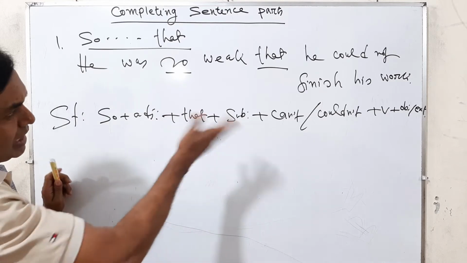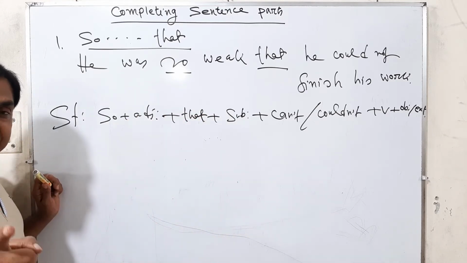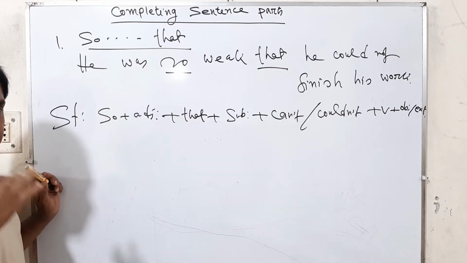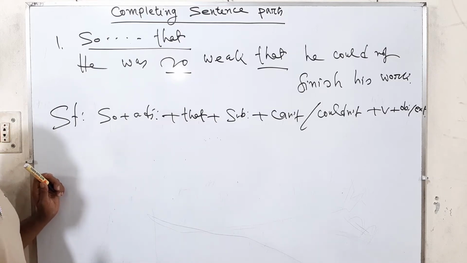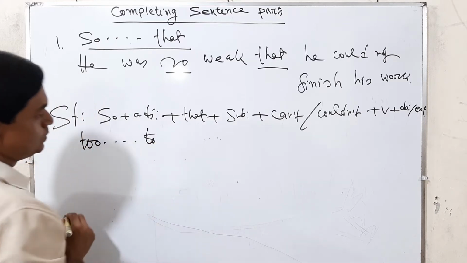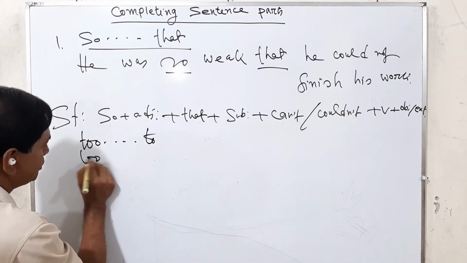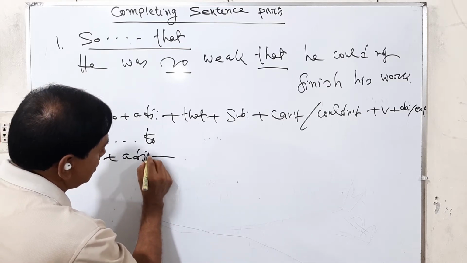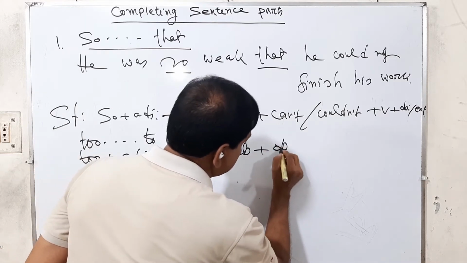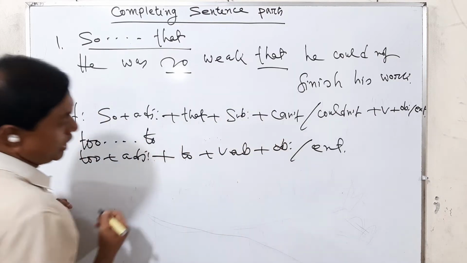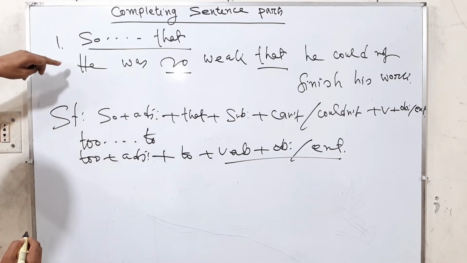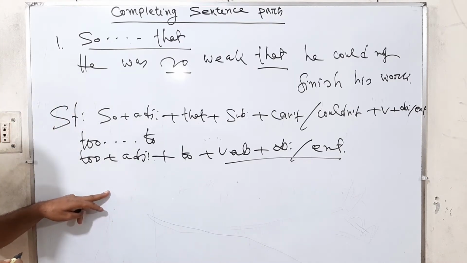So now you can easily understand that it is a negative sentence also. If we make it affirmative sentence, it will be the same, and you can also complete the sentence structure in this way. That is too, too. So what will be too plus adjective plus too plus verb plus object or extension. In this way, we can complete this sentence and we can make this negative sentence into affirmative sentence also. So look at it.